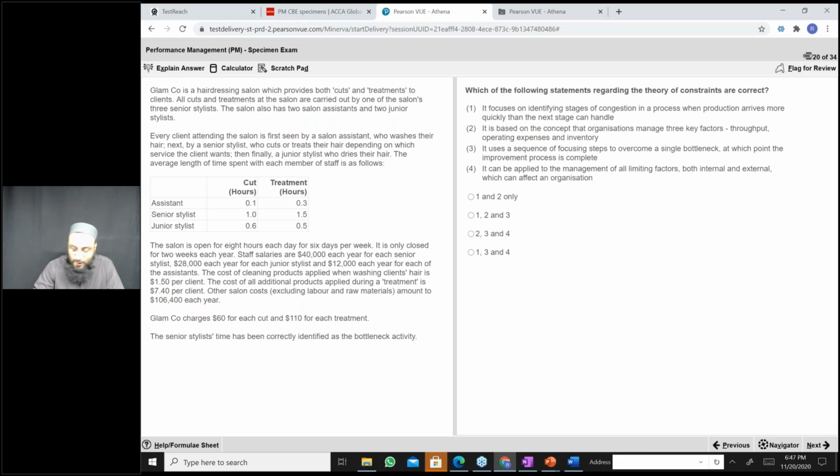Third one. Come on, third I'm asking you. Tell me right or wrong. It uses a sequence of focusing steps to overcome a single bottleneck, at which point the improvement process is complete. Right or wrong? Okay, so it's wrong. You know, there is no single process. I told you, once you eliminate a bottleneck, this gives rise to another bottleneck. It's a continuous process.